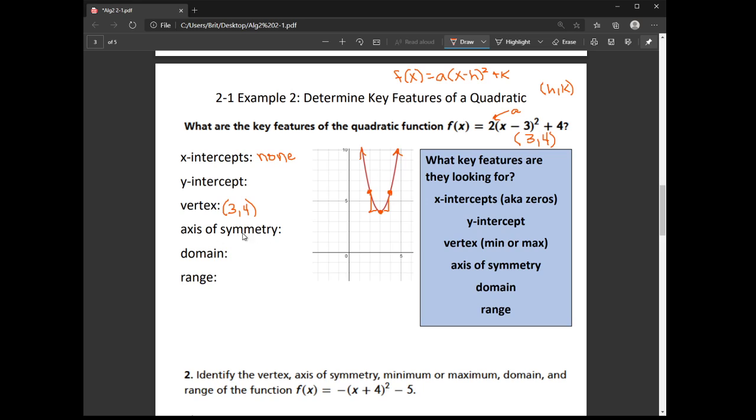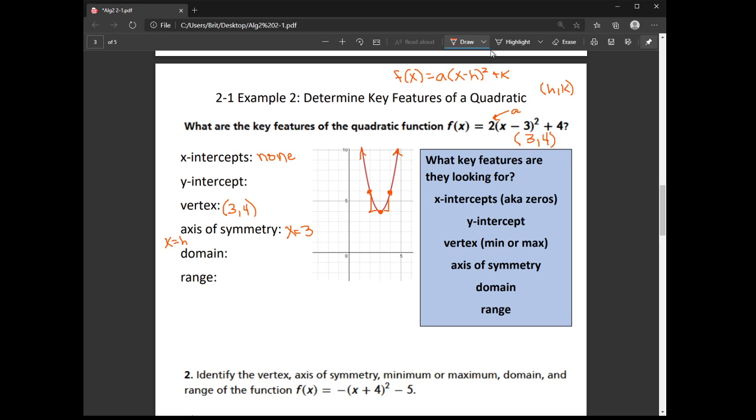Now, the axis of symmetry is another one that's really easy, and the axis of symmetry lies at x equals h. Remember that the axis of symmetry is a line. So when we describe the axis of symmetry, it has to be done with an equation. So in this case, it's x equals 3.